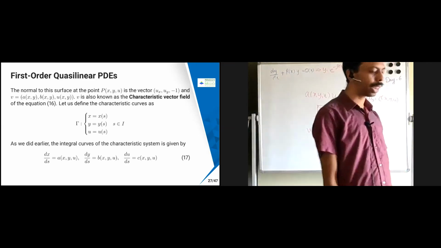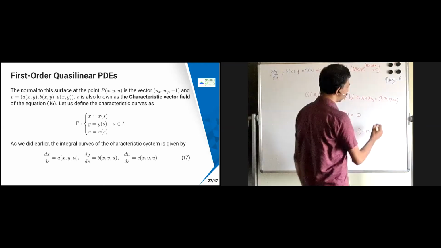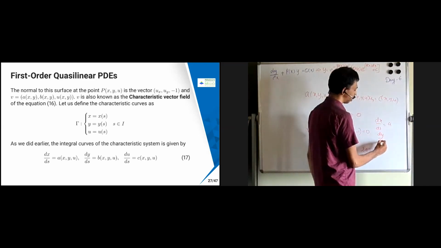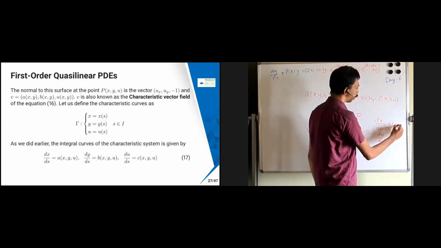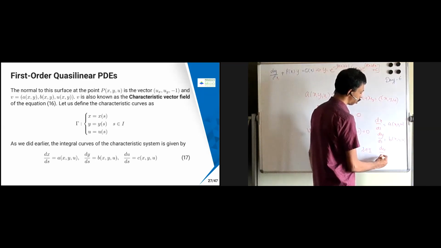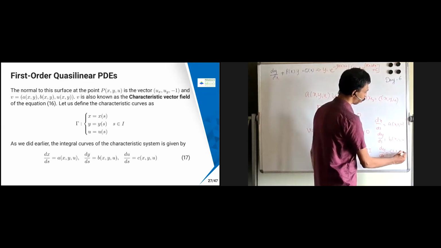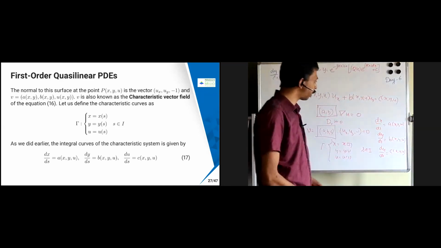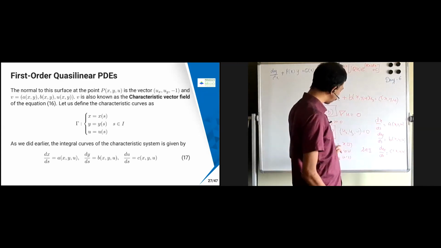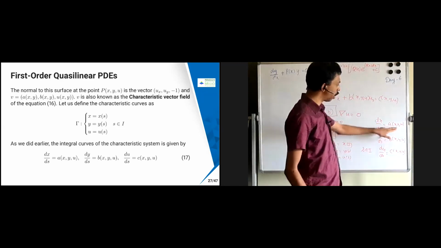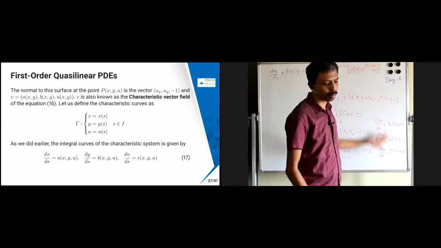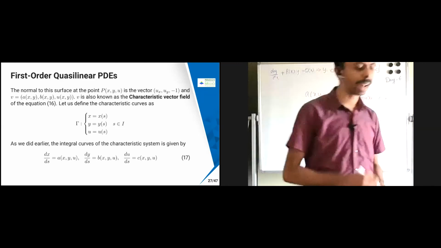Once again we will get the same kind of things. You will get dx by ds equal to a, dy by ds equal to b, where a of x comma y comma u and b of x comma y comma u will come, and du by ds equal to c of x comma y comma u. Once again everything is a function of s only, because I transformed x equal to x of s, y equal to y of s, u equal to u of s. So this becomes an ODE, this another ODE, and this another ODE. That means this is a system of ODEs. This system of ODEs is called the characteristic system.